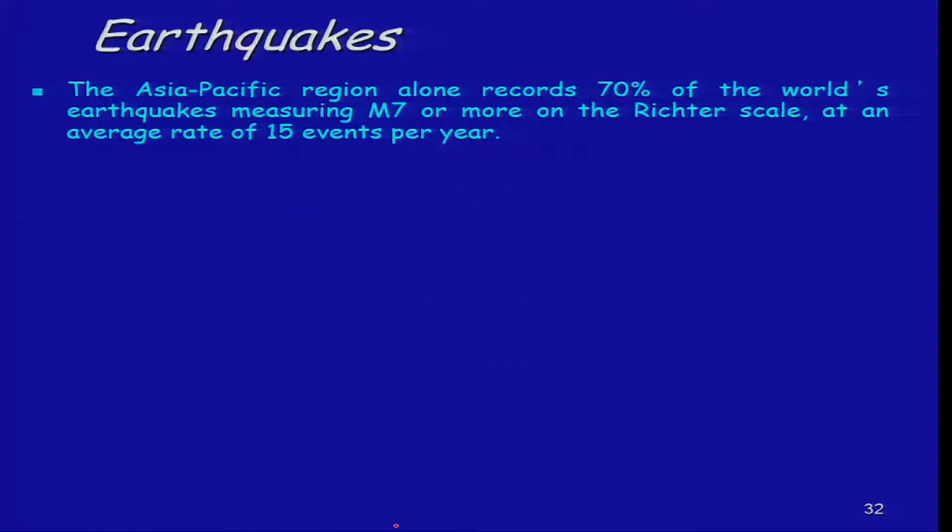Now, coming to the earthquake part. In the Asia Pacific region alone, we have almost 70% of the world's earthquakes measuring magnitude 7 or more on the Richter scale, at an average of 15 events per year. This is absolutely a very large number for this region.